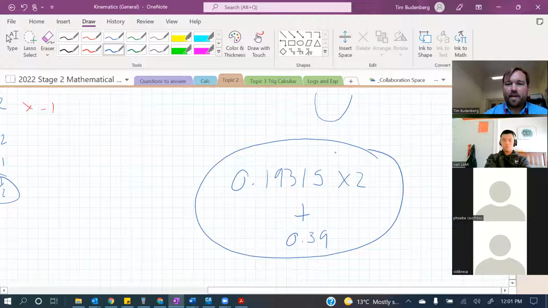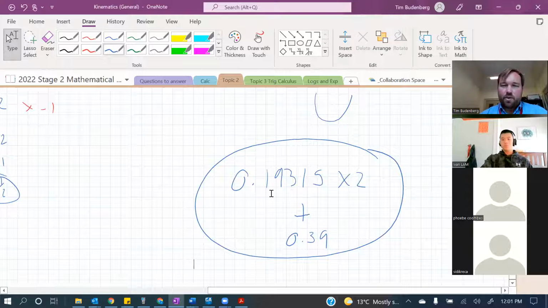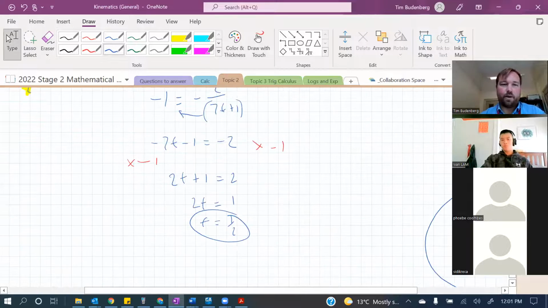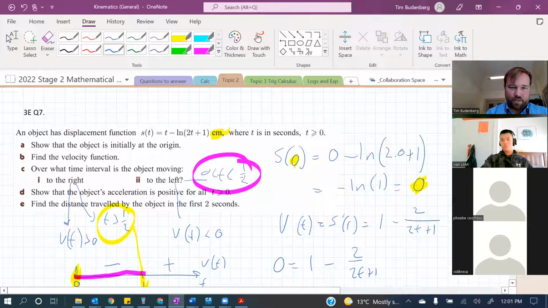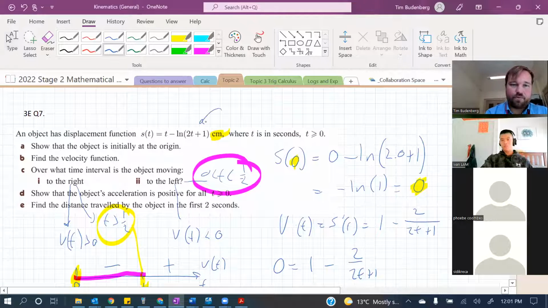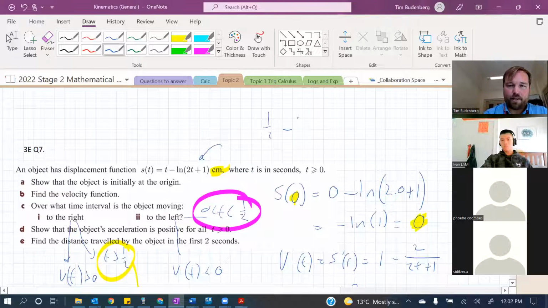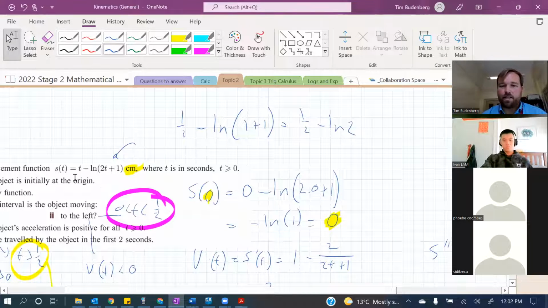.39 to the right. That would be the total distance traveled. Using the calculator, you could do it algebraically by recognizing that you have a turning point at a half. So you sub in a half into the original function, and you would get a half minus ln of, well, 2 lots of a half is 1, plus 1, which is a half minus ln 2. And my bet is when you type a half minus ln 2 into the calculator, you're going to get this number here.